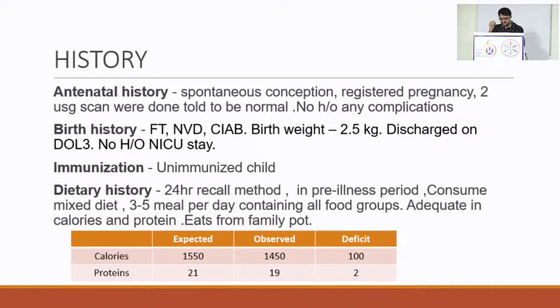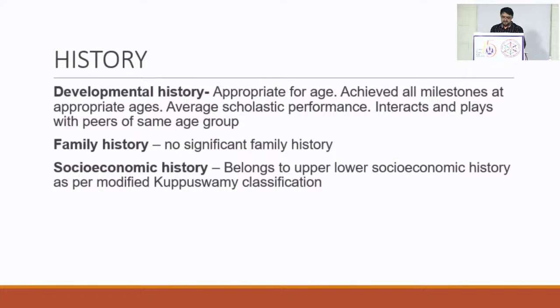On dietary history, it was taken by 24-hour recall method. Child was adequate on calories and proteins, eats from the family pot, and has salt in food in the form of pickles and papad. Coming to development history, child is appropriate for age, achieved all milestones at appropriate age, and there is no significant family history.